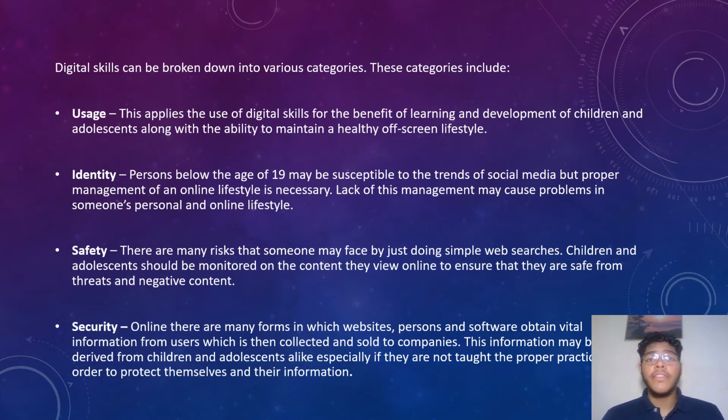Third characteristic, safety. There are many risks that someone faces by just doing simple web searches. Children and adolescents should be monitored on the content they view online to ensure that they are safe from threats and negative content. The fourth characteristic, security. Online, there are many forms in which websites, persons, and software obtain vital information from users, which is then collected and sold to companies. This information may be derived from children and adolescents alike, especially if they are not taught the proper practices in order to protect themselves and their information.